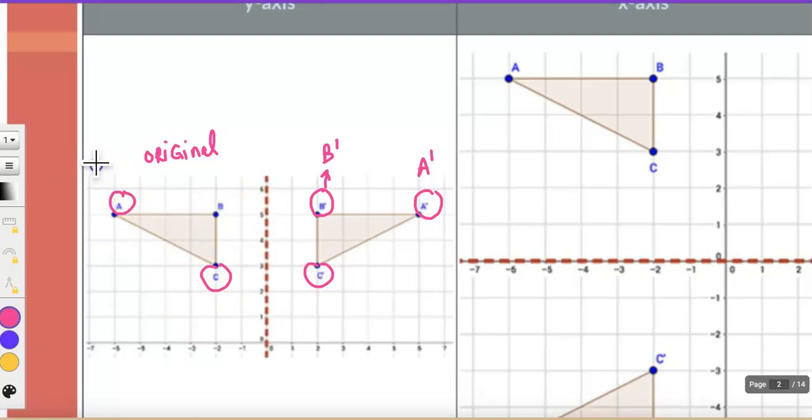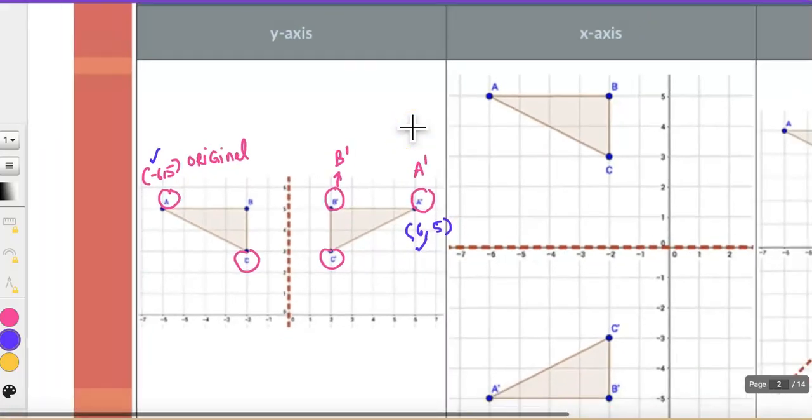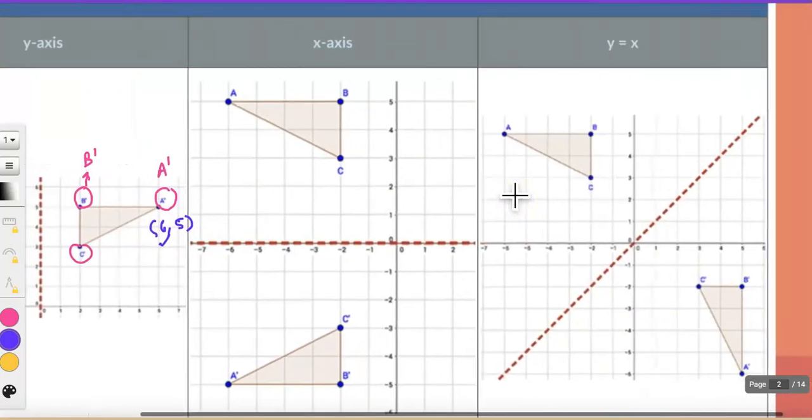So what are the coordinates for A? If I look, it's -6 and this is 5. So -6, 5, those are the coordinates for A. When this image is reflected, what are the coordinates of my A prime? That's +6 and +5. So what you see is there is only a change in the x value. This is your reflection across the y-axis. What about the x-axis? Let's see the x-axis.